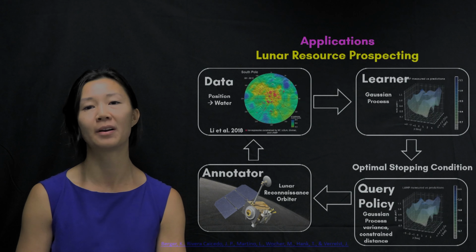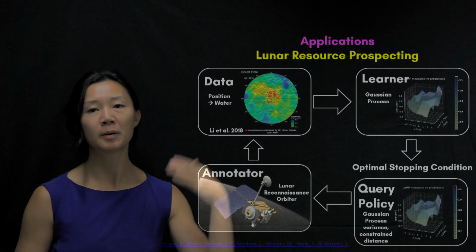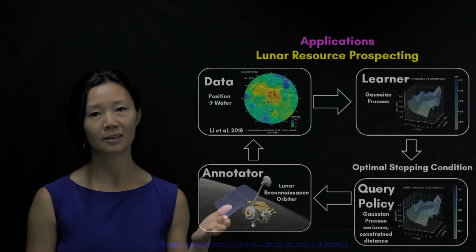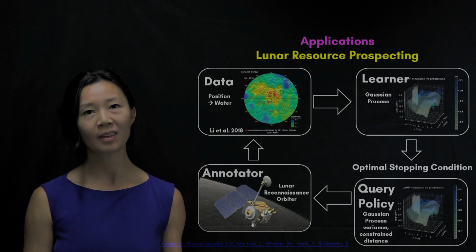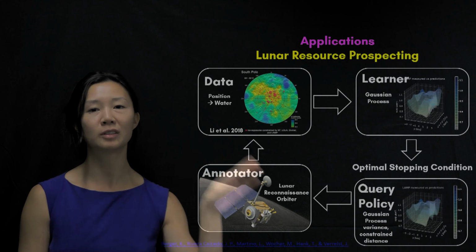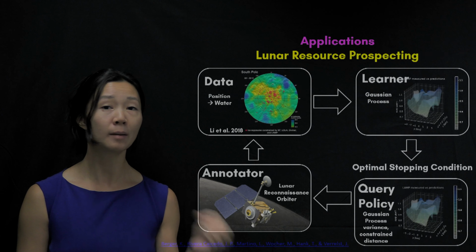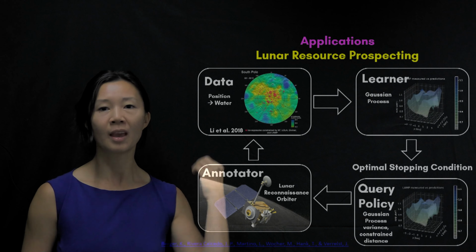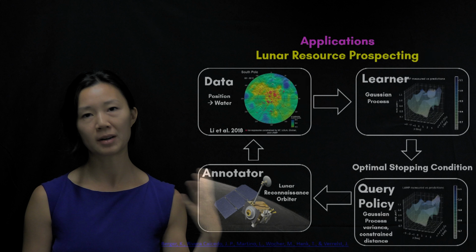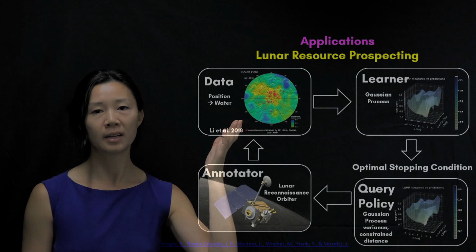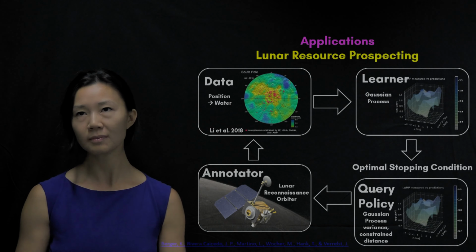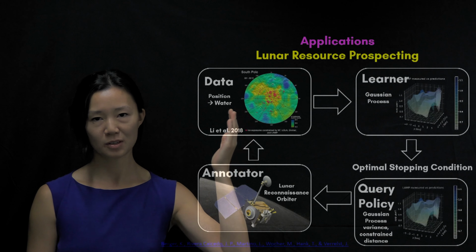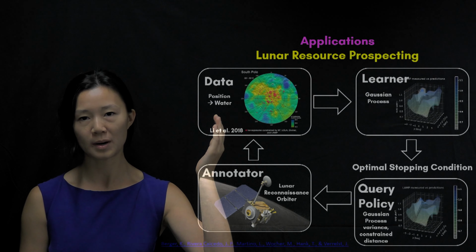For this first paper, this is a paper from my lab where we were prospecting for lunar resources. We had data from an annotator called the Lunar Reconnaissance Orbiter. It was a satellite that flew over the lunar surface, and it had a payload on board that measured the amount of water ice at a certain location. And that was the problem that we wanted to solve. Can we map the amount of water ice on the surface of the moon associated with its position? So the transformation problem is position to water ice.